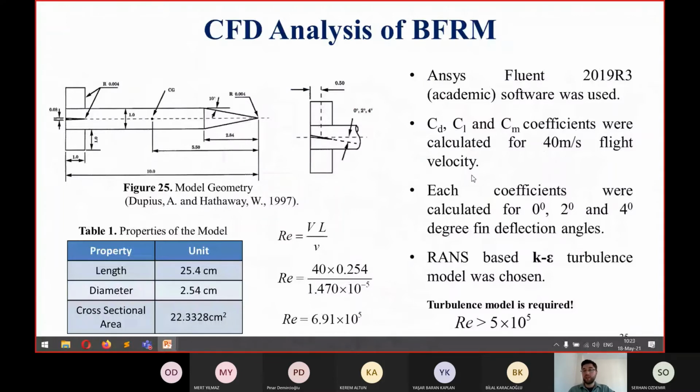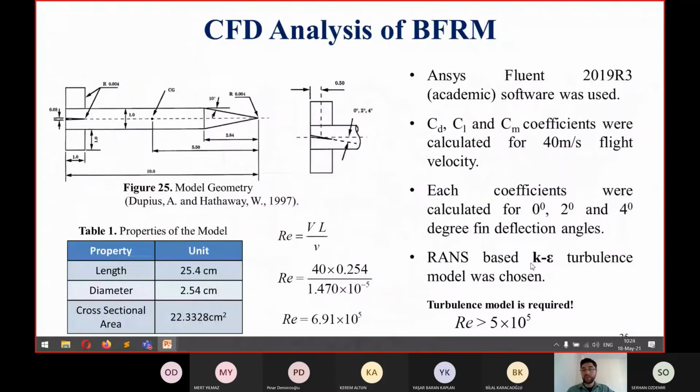Therefore, in future life tests, the catapult or airgun systems can be used for this model. Therefore, I want to calculate these values to light up the environment for low velocity launch systems. I calculate all of these coefficients for 40 meters per second flight velocity, and I calculate each coefficient for 0, 2, and 4 degree fin deflection angle.